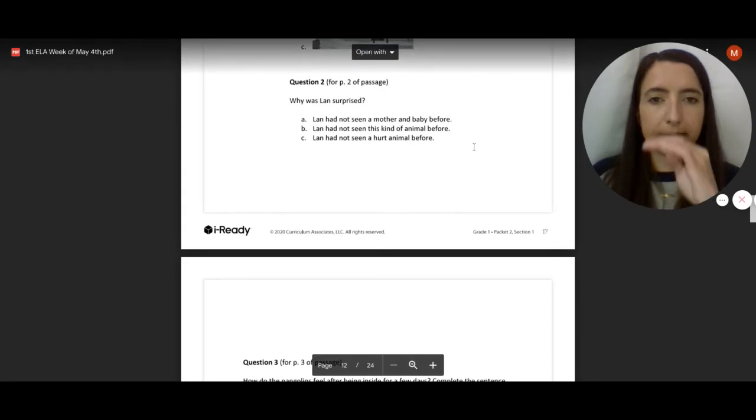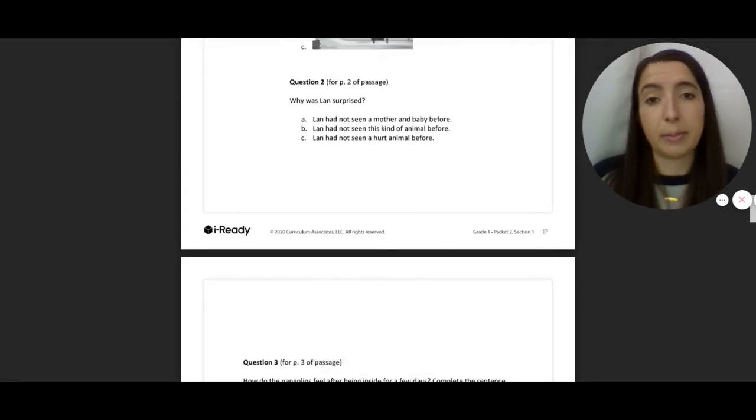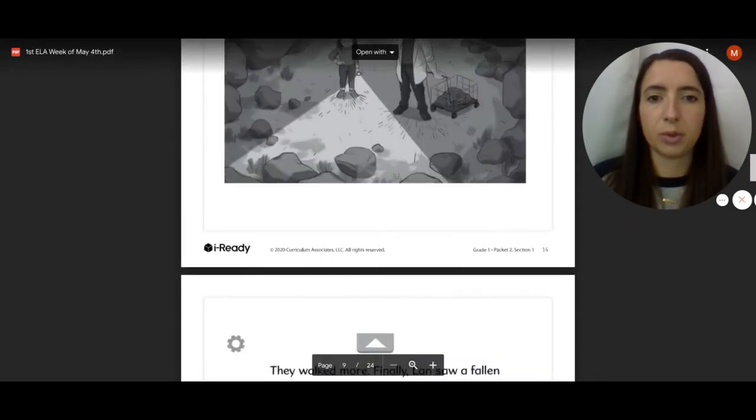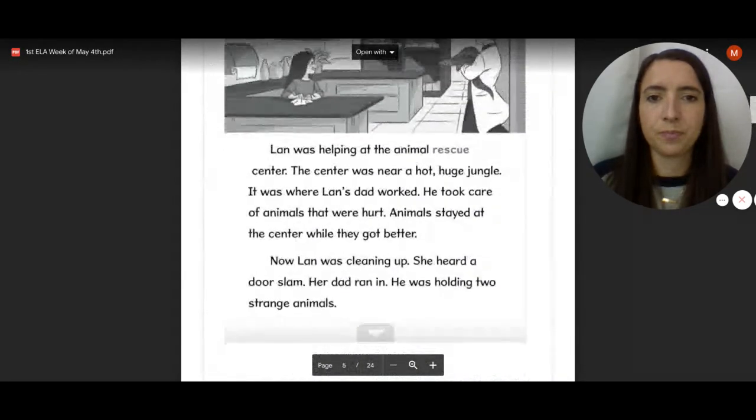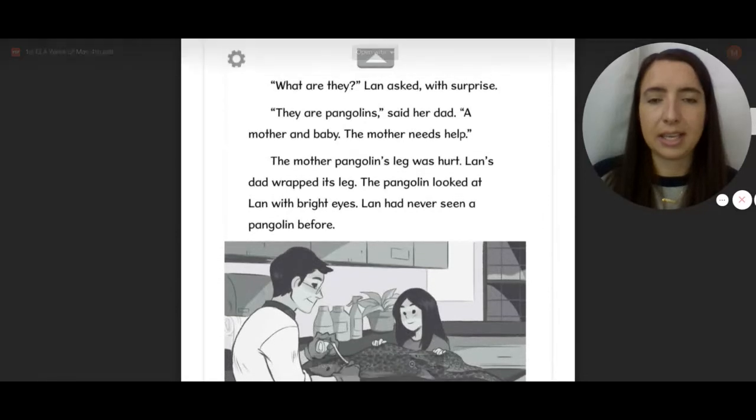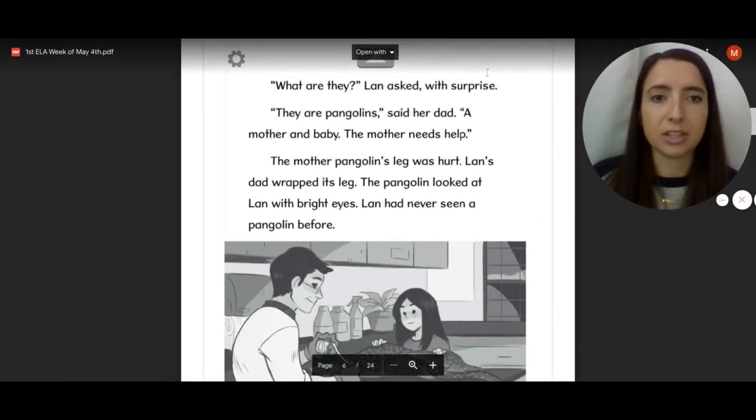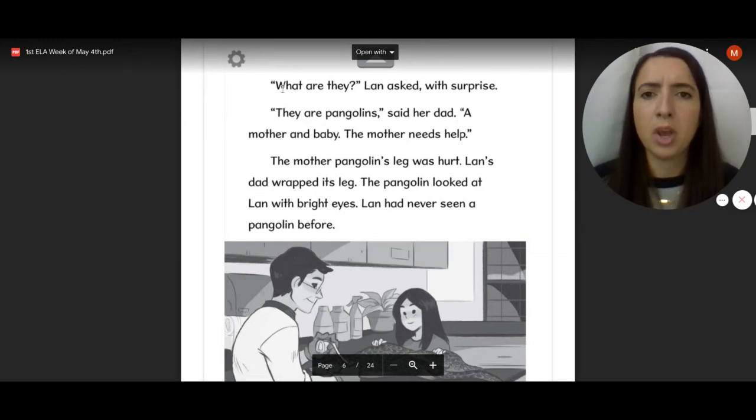So for this one, we need to go back to page 2. Is it because she had never seen a mother and baby, she'd never seen this kind of animal, or she hadn't seen a hurt animal? So let's see. I see the word surprise here, so that's a good hint that it's going to show me where the answer is. So let's reread.